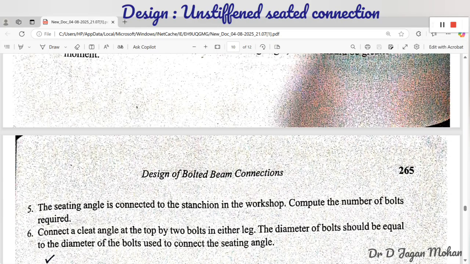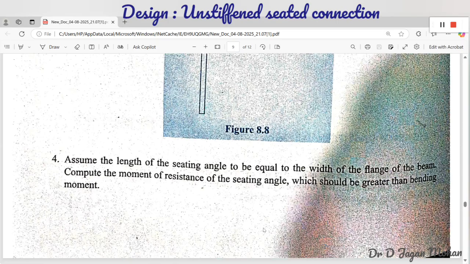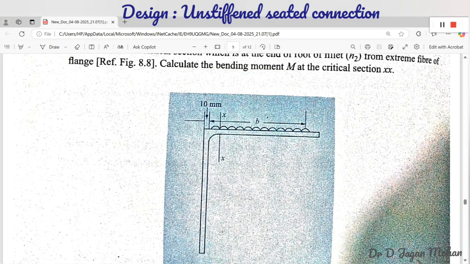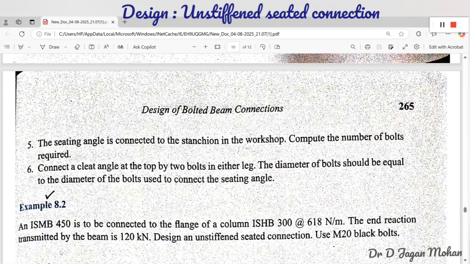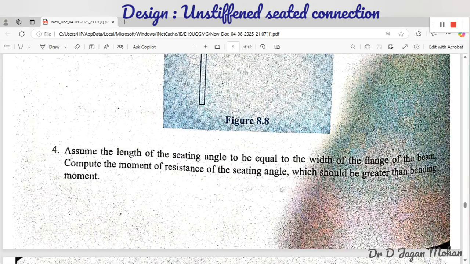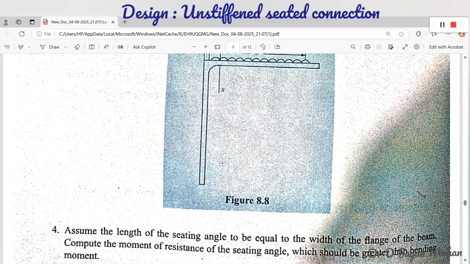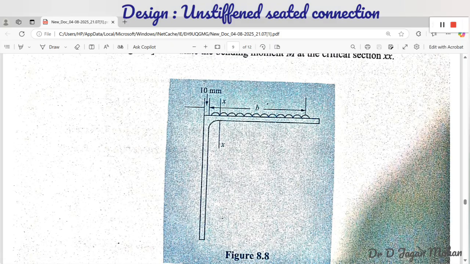Then connect this cleat angle, the angle occurring on the top of the beam, by 2 bolts on either leg. The diameter of the bolt should be equal to the diameter of the bolts used for connecting the seat angle. So whatever the diameter that we consider for the seat angle, the same diameter bolt should be considered for the cleat angle also.